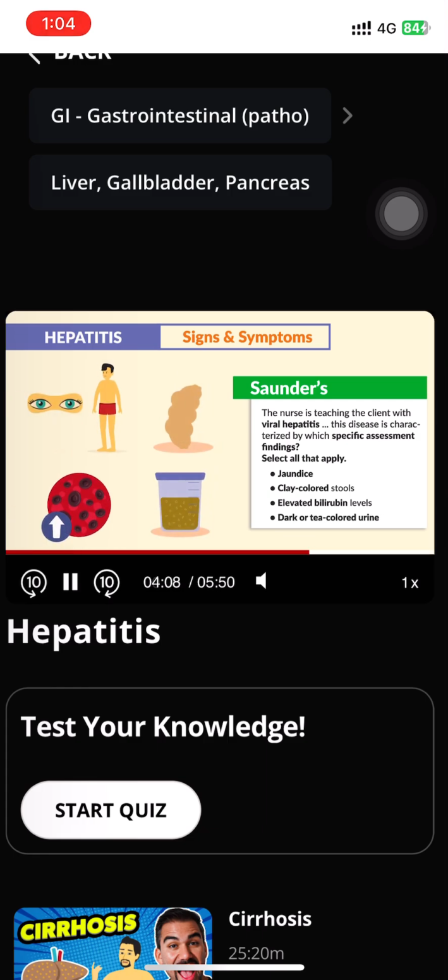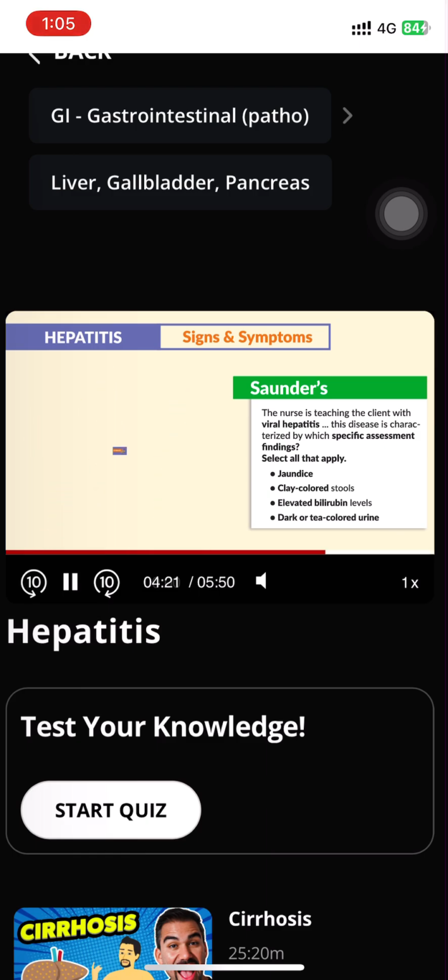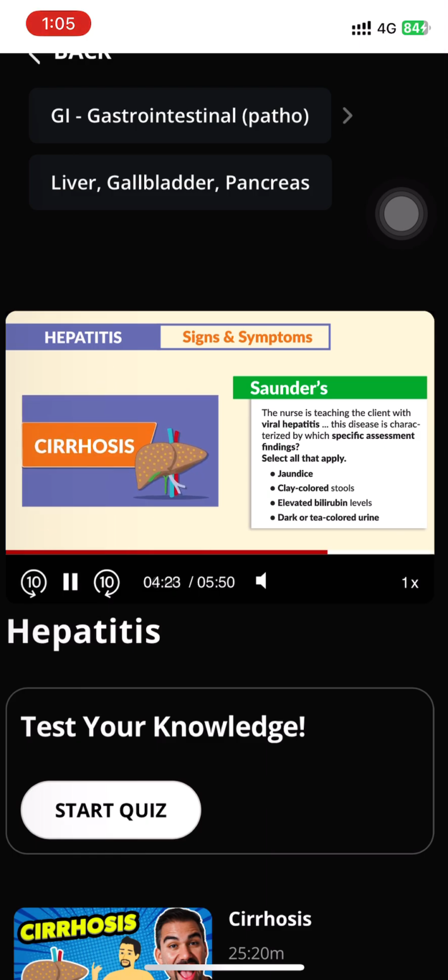Now, all these signs are from that elevated bilirubin that spills over into the bloodstream, making the entire body yellow. So this is typical for any client with liver disease, specifically with cirrhosis as well. And we go into way more detail in that video.